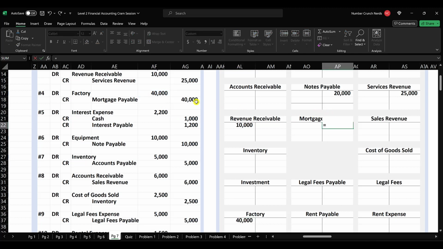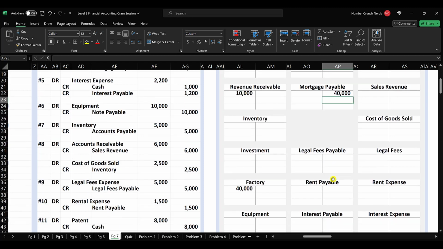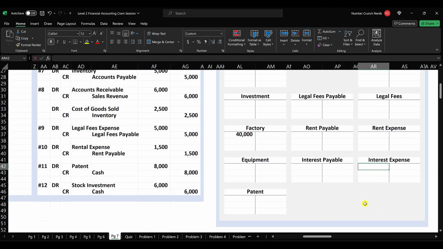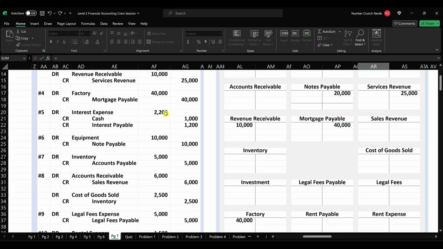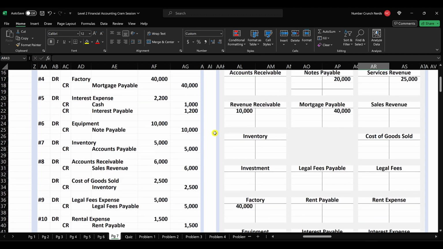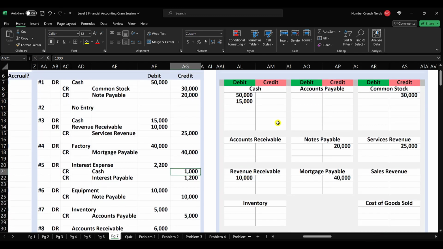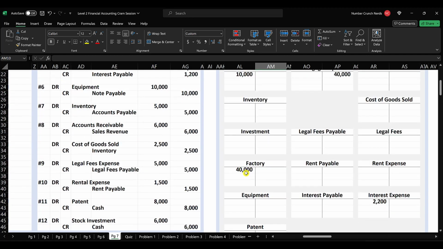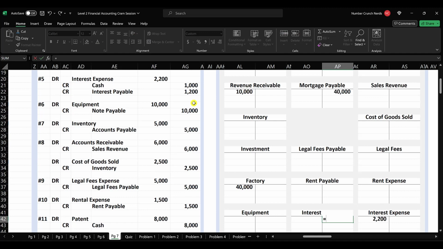Mortgage payable, credit. Interest expense, $2,200. Let's go down here, find interest expense account. That increases with a debit. Expense increases with a debit. Cash is going down for the payment, if you will recall. So we're decreasing cash with a credit. This is the payable. Payable is a liability for that interest, for the portion that we didn't pay. That increases with a credit.